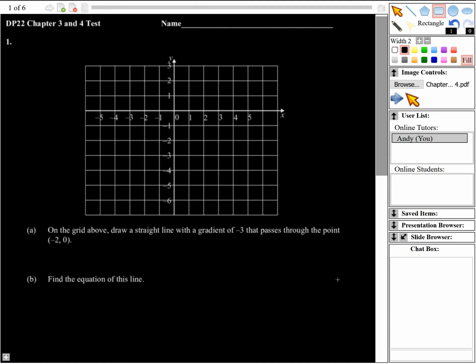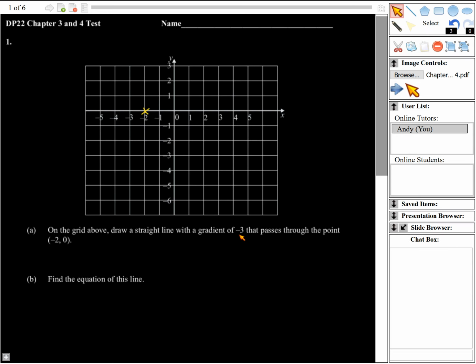Okay, so I'm going to show you here how to do question 1 from our recent test. It says, on the grid above, draw a straight line with a gradient of -3 that passes through the point -2, 0. So the first thing to do would be to identify where the point -2, 0 is. First is the x value, then the y value. -2, 0 would be here, like that. Now, next would be the gradient of -3.